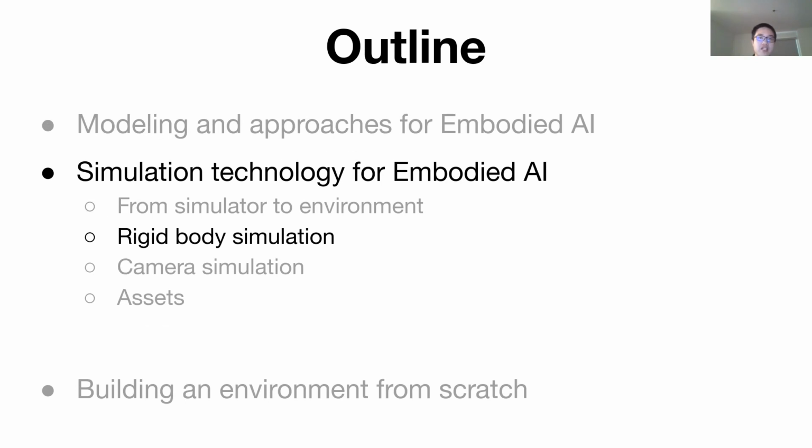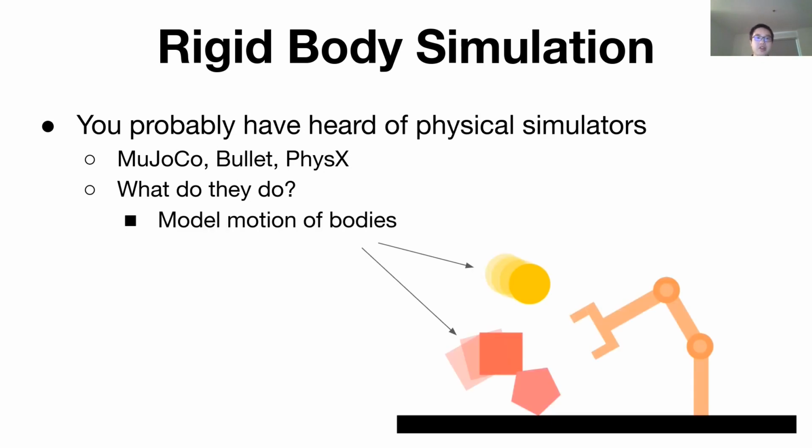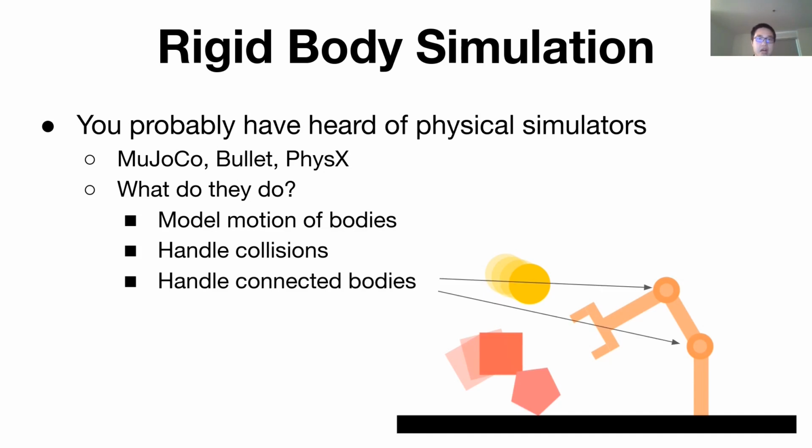The next topic is rigid body simulation. You probably have heard of these simulators, like MuJoCo, Bullet, or PhysX, and you may be wondering what they are doing under the hood. Well, these simulators are able to simulate the motion of objects. They handle collisions between objects. And they handle connected bodies with customized constraints.